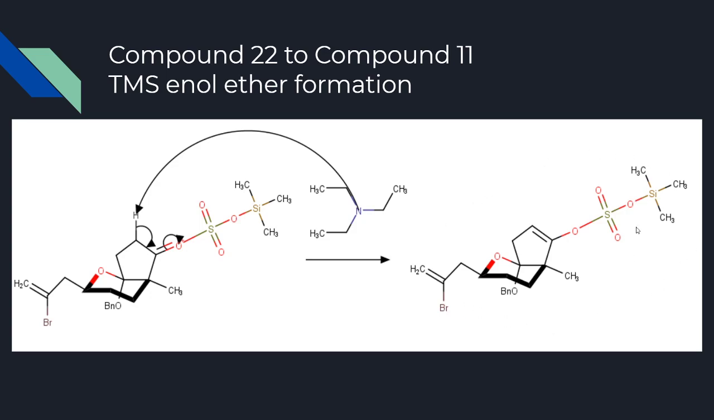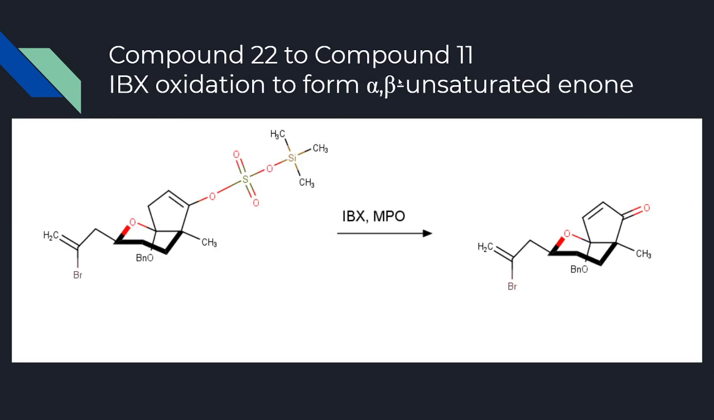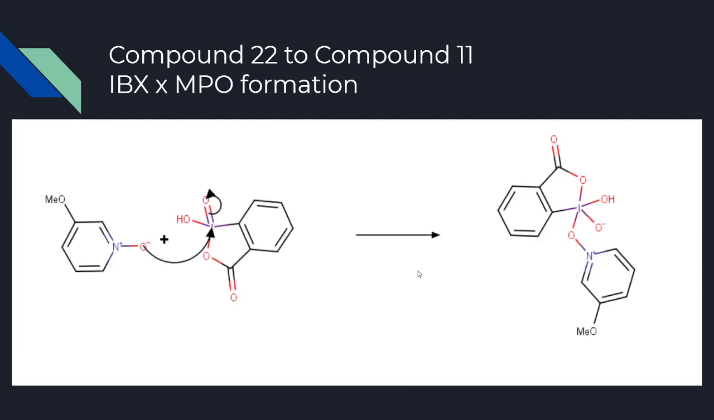This is the intermediate. Now this is the IBX oxidation, and IBX stands for 2-iodoxybenzoic acid, to form an alpha-beta unsaturated enone. This reaction is catalytic, in which the catalyst is the MBO compound. So this is the reaction between the MBO and IBX, the MBO, which is this compound on the left, and IBX is the compound on the right.